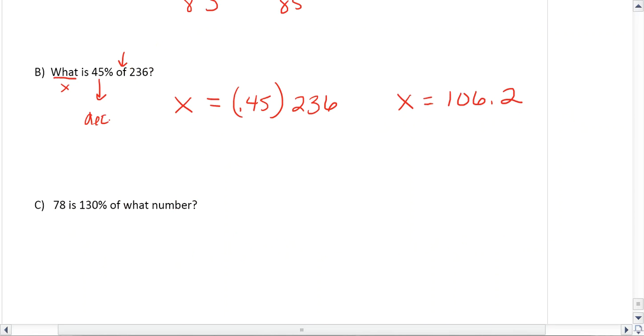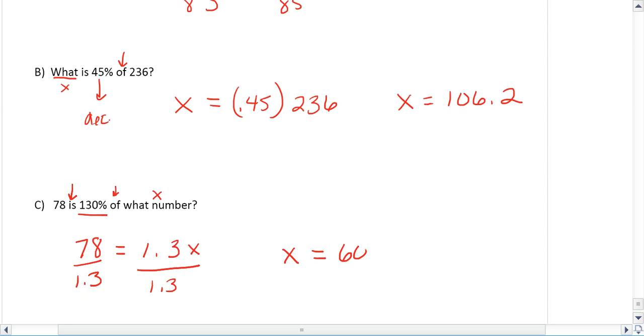Letter C has the x in a different place here, so we'll get all three of these types. Again, to convert from words into algebra: 78 is, and the word is means equal. 130% written as a decimal is 1.3. The word of means multiply, and what number here is our x, so times x. To solve, of course, we're going to divide both sides by 1.3, and this gives us that x equals 60.